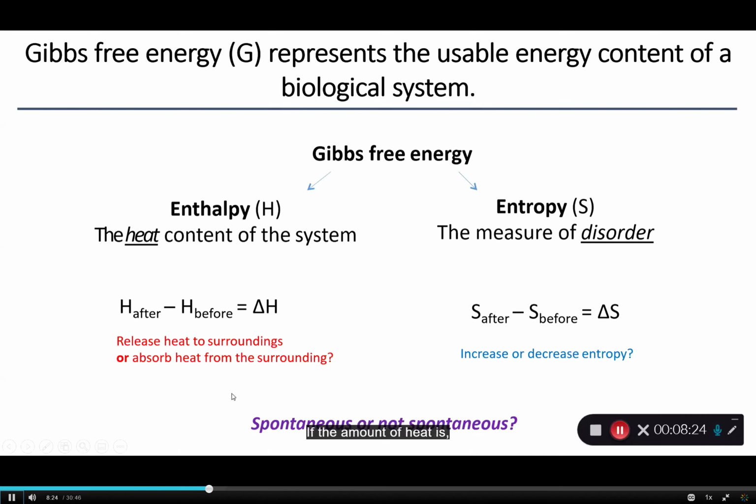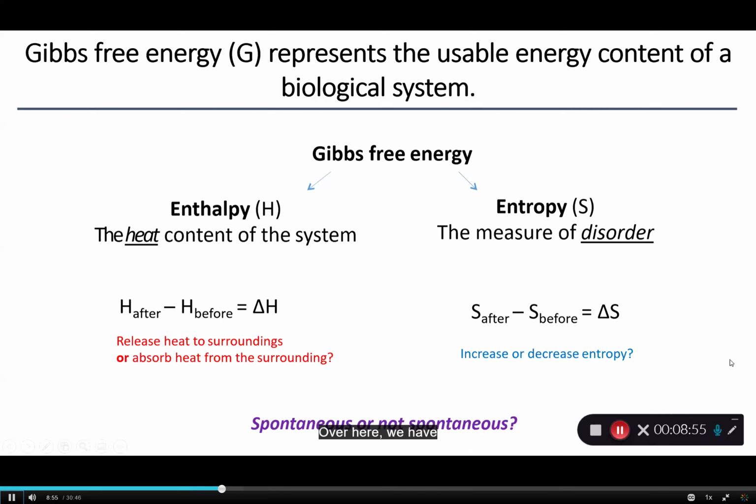If heat is released into the surrounding environment, that would be considered a favorable reaction and would proceed spontaneously without the input of energy. And so therefore, if you take the amount of heat after and subtract it from the amount of heat before, if we're going to release heat into the environment, this overall delta H would be negative, a negative number. And so a negative delta H indicates that the reaction would be favorable.